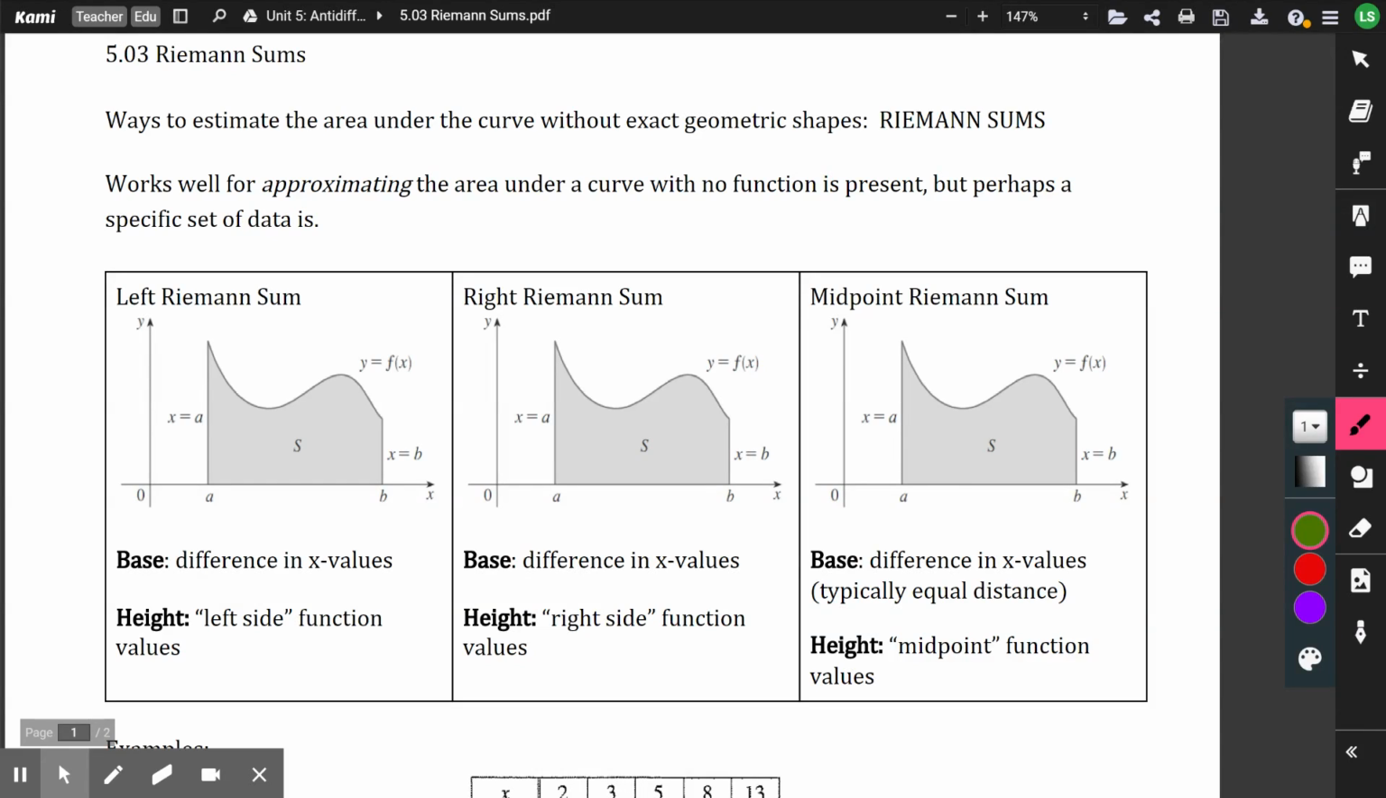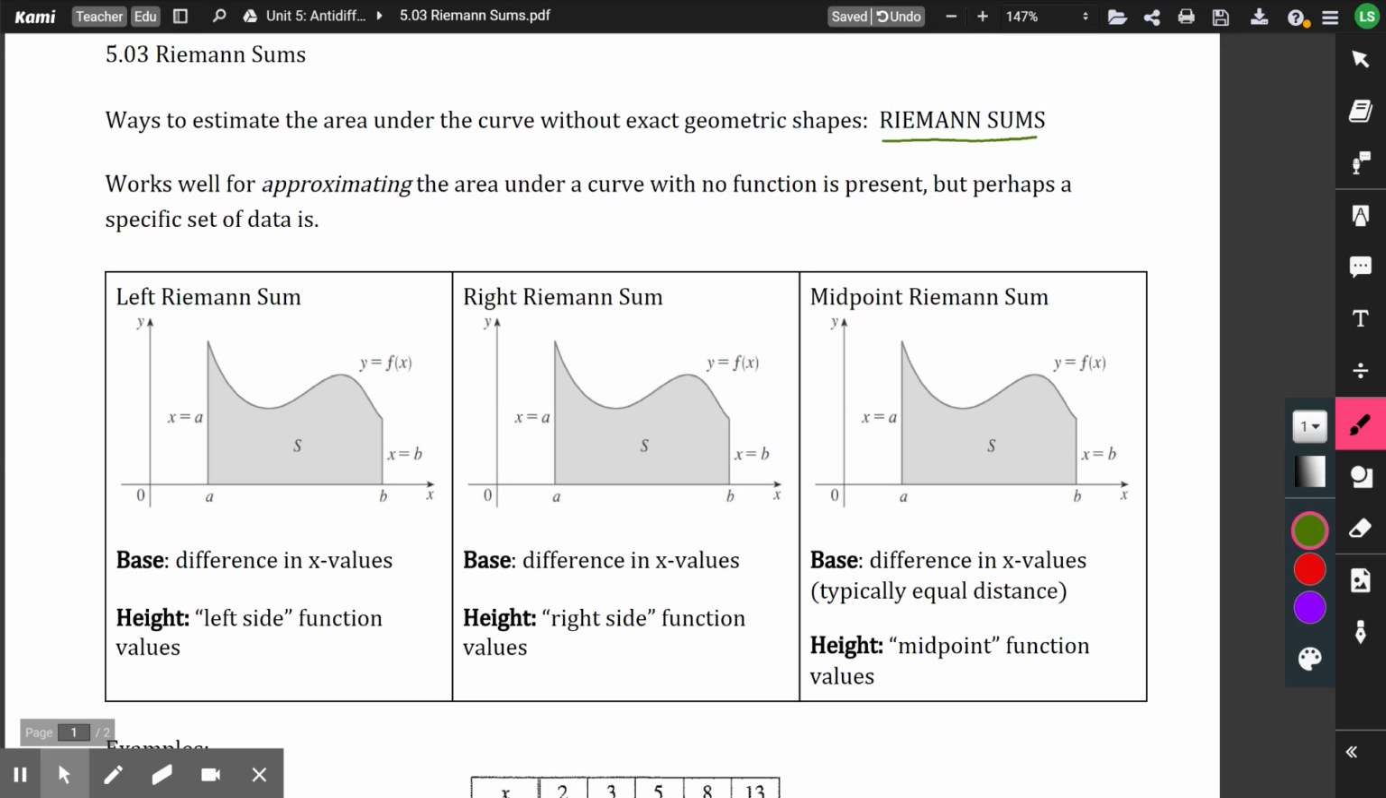To this point, we've been able to take a definite integral and evaluate the area underneath the curve exactly because all the functions we were dealing with created some sort of geometric shape that we had an area for. We had an area formula to calculate the exact area under that curve. So if we're given a shape or a curve that does not fall into one of those geometric patterns, we're going to use something called a Riemann sum in order to evaluate or approximate an area under the curve.